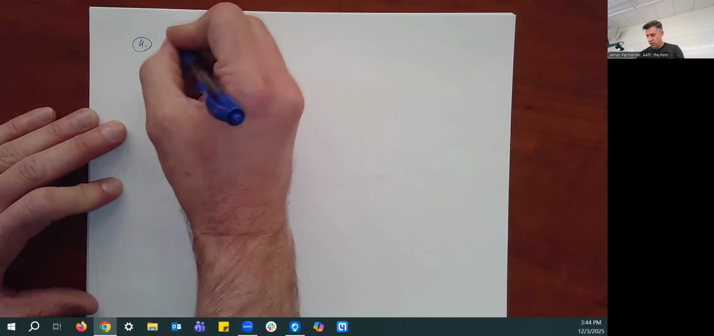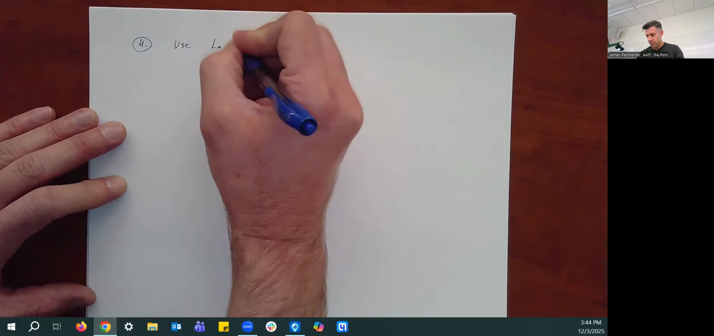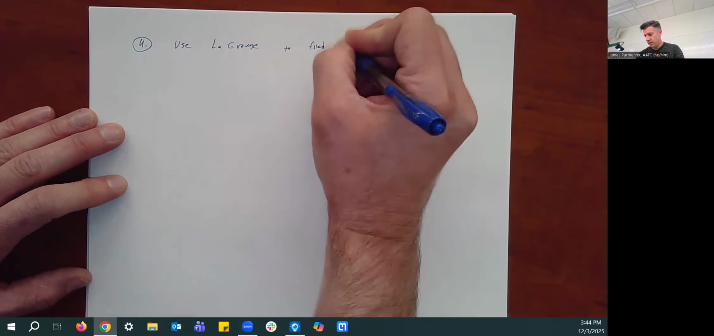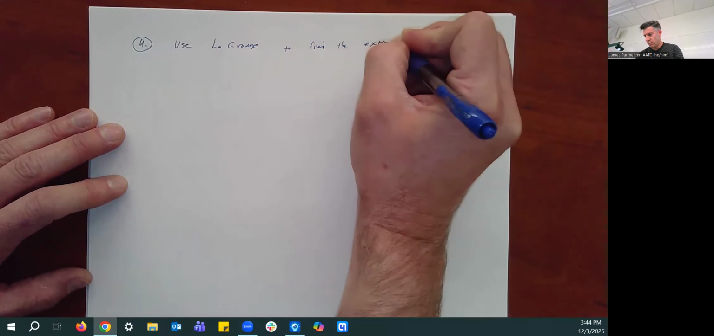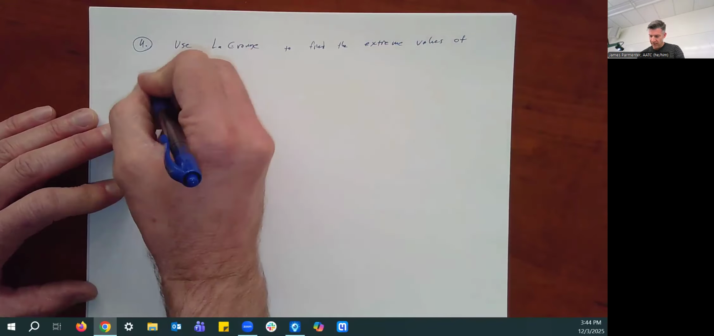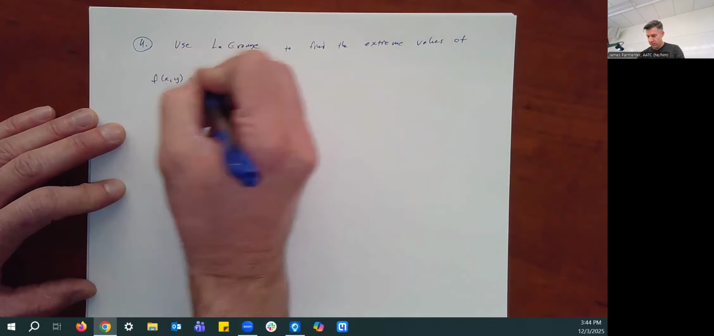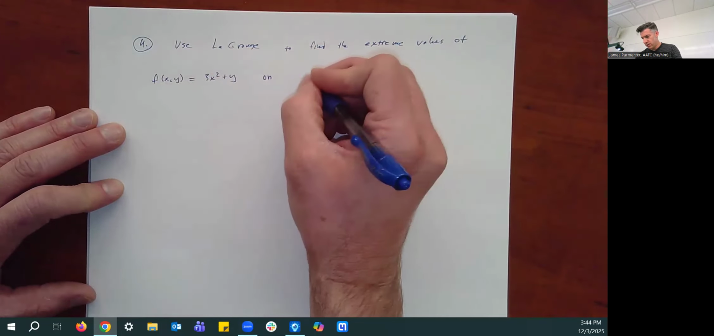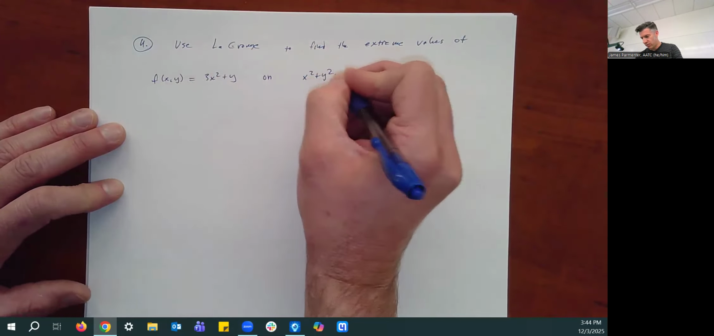So we want to use Lagrange multipliers, or just Lagrange, we know what we mean, to find the extreme values of f of xy equal to 3x squared plus y on x squared plus y squared equal to 1.